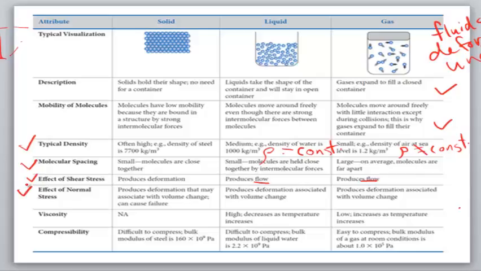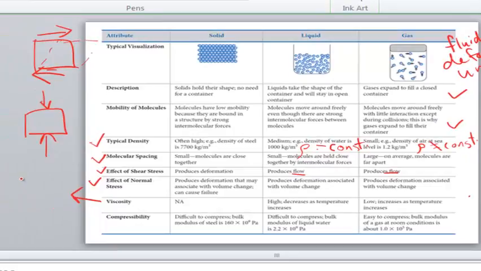Okay, going down the list, viscosity. So we're going to talk more in depth about the viscosity property in the next chapter, but this is just an introduction here in chapter 1. So viscosity is a measure of a fluid's thickness. Here, write it like that. Okay, and as you can imagine for a solid, this is not applicable.